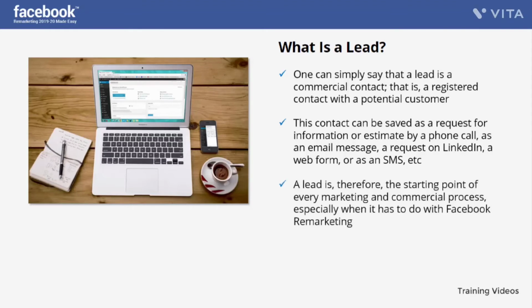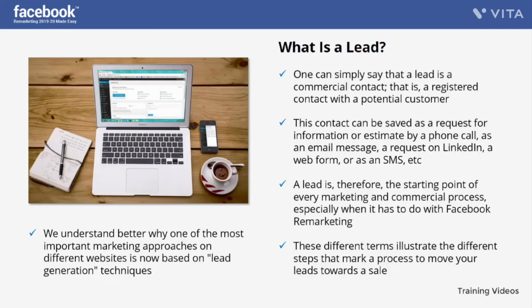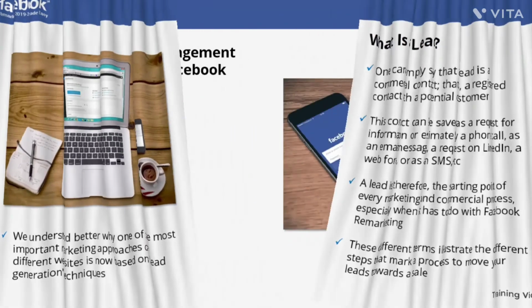A lead is, therefore, the starting point of every marketing and commercial process, especially when it has to do with Facebook remarketing. It is likely to become a qualified contact, that is to say, a prospect who has the potential to become a customer. These different terms illustrate the different steps of the market process to move your leads towards a sale. You will indeed be called to implement this process to develop your business through digital and especially the internet. We understand better why one of the most important marketing approaches on different websites is now based on lead generation techniques. But what is the best technique to use?